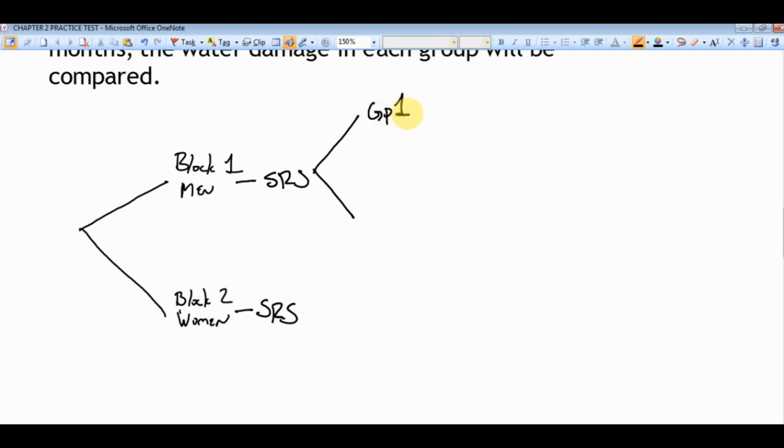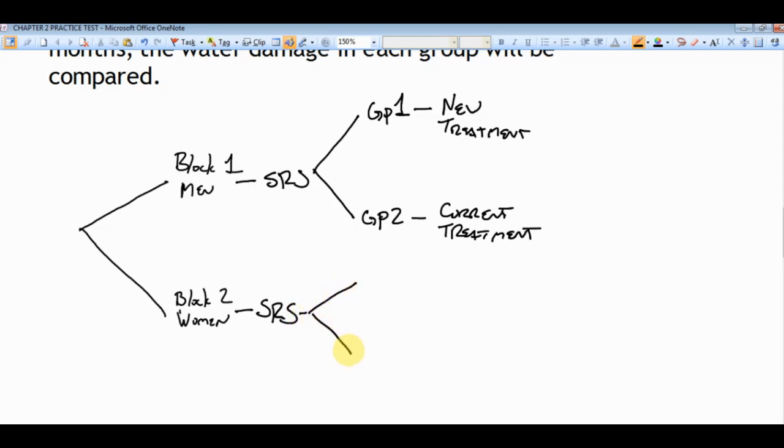Group 1 is going to use new treatment. Group 2 is going to use the current treatment. SRS. Again, the women block is going to be almost identical. Group 1, new treatment. Group 2, current treatment.